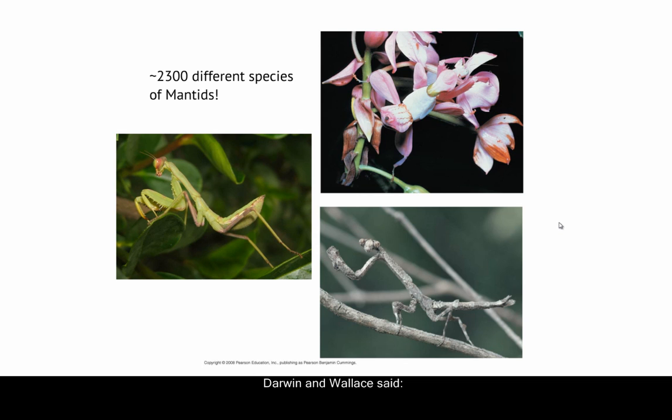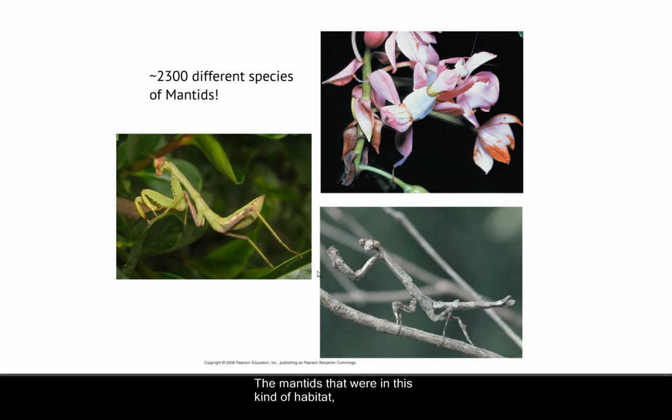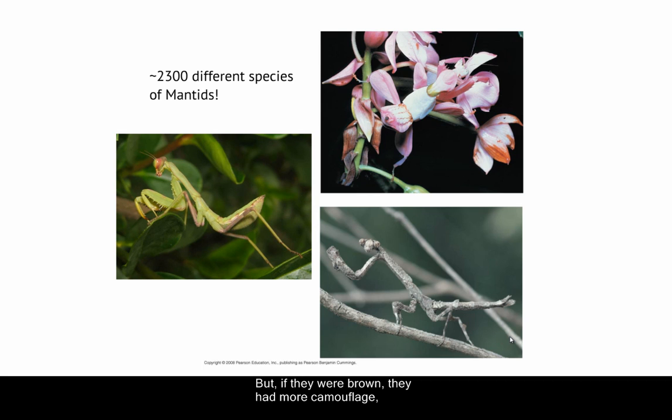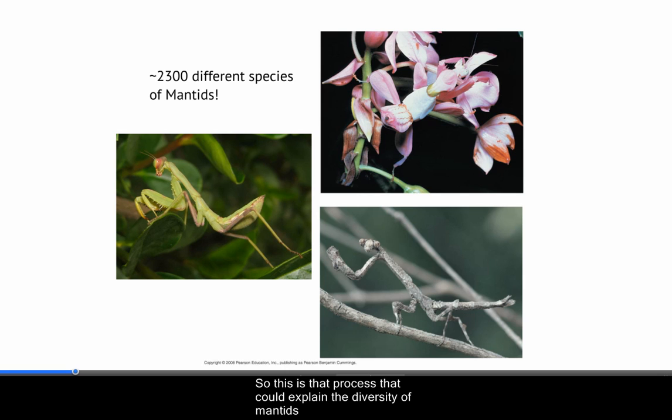Darwin and Wallace said, okay, way back in time, there was the ancestral mantid, and let's say it sort of looked like this one. And imagine that those mantids moved into various habitats, and one had more sticks and one had pink flowers. The baby mantids that were born with a little bit of pink coloring didn't get eaten as much as the ones that were green. And those babies had more babies that were a little bit more pink. Eventually, over hundreds of thousands of years, you end up with a mantid that looks like this. The mantids that were in this kind of habitat, if they were pink, they got eaten right away. If they were green, they got eaten right away. But if they were brown, they had more camouflage, they had more babies, and that got passed on to their offspring. So this is that process that could explain the diversity of mantids and ultimately the diversity of life on the planet.